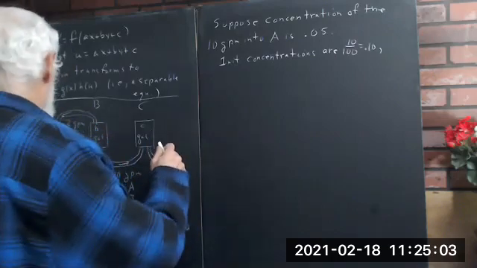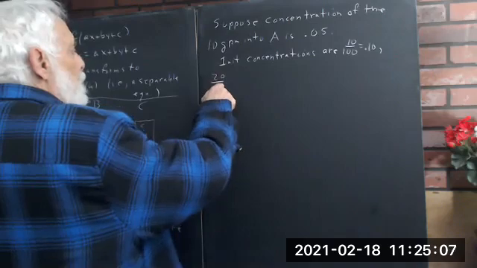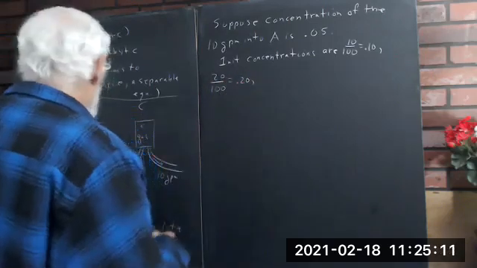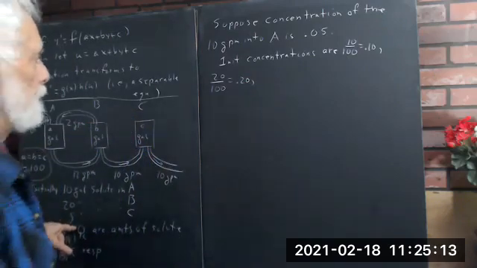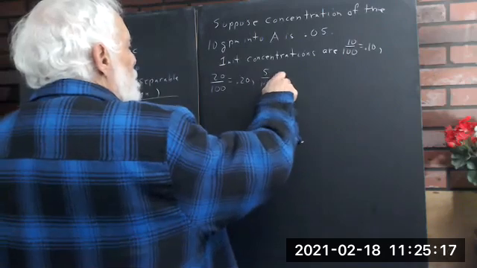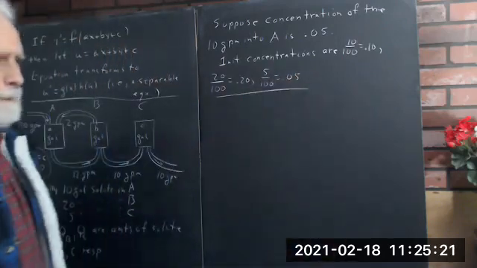And in B, we start with 20 gallons of solute, which is 0.20 or 20% solution. In tank C, we have 5 over 100 equals 0.05.